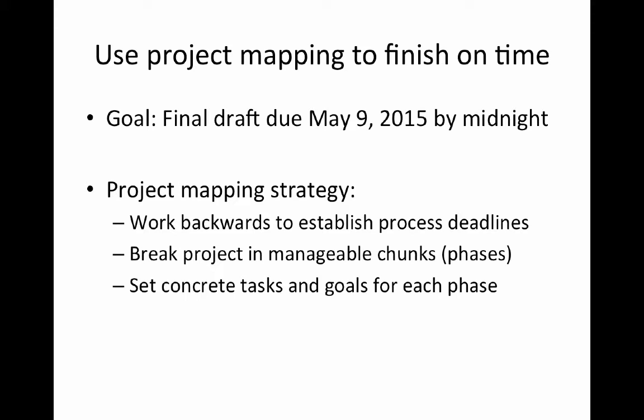And to do that then, to finish by May 9, we need to work backwards and establish what I would call process deadlines. So if you think of the whole thing as involving a whole bunch of steps, you basically want to figure out what the key steps are that you need to finish in order to finish the whole thing and establish deadlines for each of those. So I'm going to write the proposal by this time. I'm going to write the rough draft by this time, and so on and so forth.